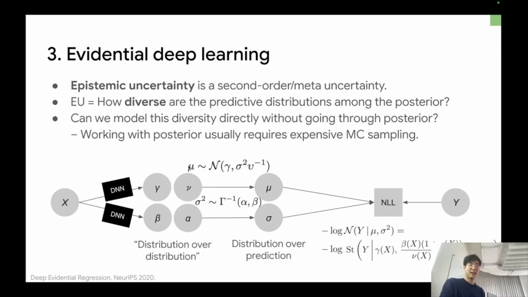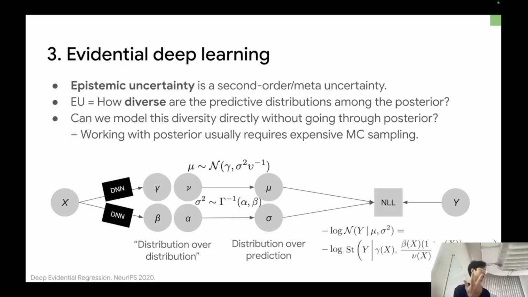Then you can define mu as the Gaussian with the mean given by gamma and the variance given by sigma squared divided by nu. And then sigma squared is defined by the inverse gamma distribution with alpha and beta parameters. You don't need to know all these parametric families. They're just conjugate priors of the Gaussian parameters. If you plug this in, then your negative log likelihood is again minus log of the PDF of the Gaussian. And if you plug in the PDF for this Gaussian and inverse gamma, it turns out to be a Student t distribution PDF.